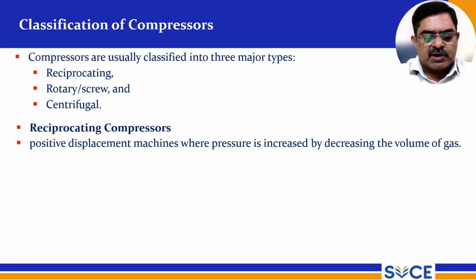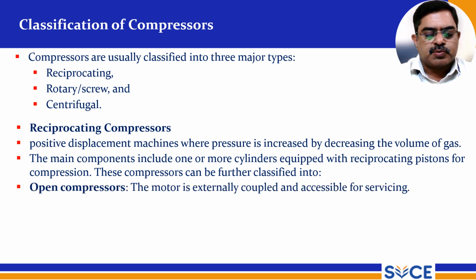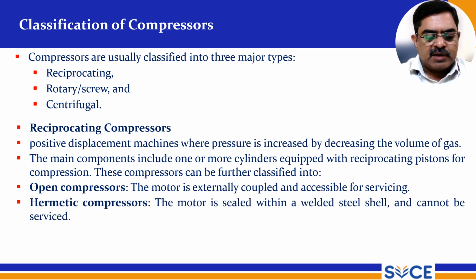In a reciprocating compressor we have a reciprocating member. The main components include one or more cylinders equipped with reciprocating pistons for compression. These compressors can be further classified into three groups. One is the open compressor: the motor is externally coupled and accessible for servicing. Then hermetic compressors: the motor is sealed within a welded steel shell and cannot be serviced. It is not available for service, hence it is welded permanently.